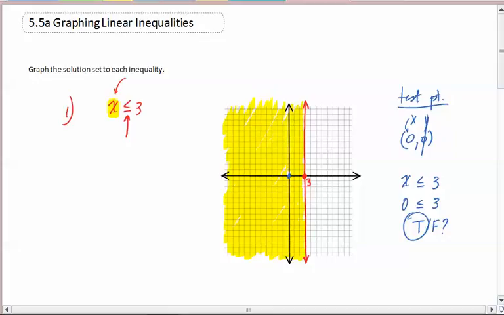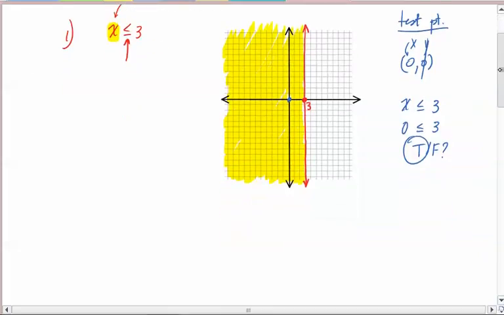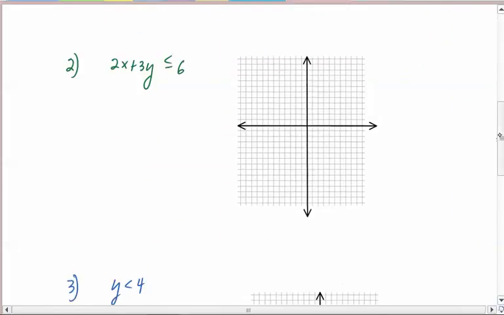All right. So the shaded portion is the solution. Let's take a look at three others. Here we go.